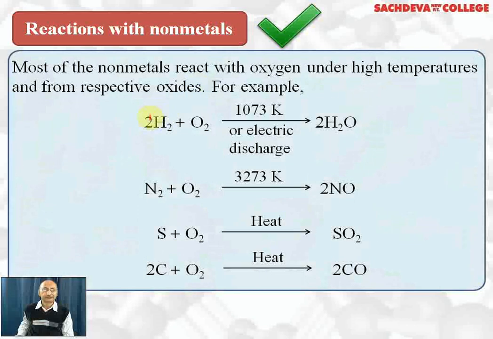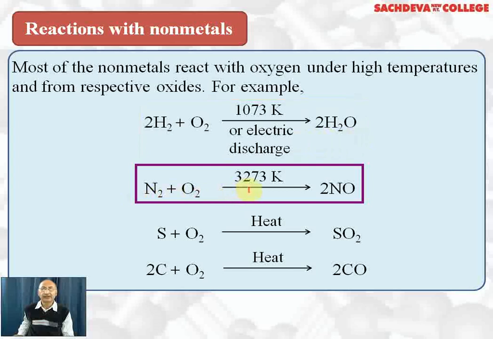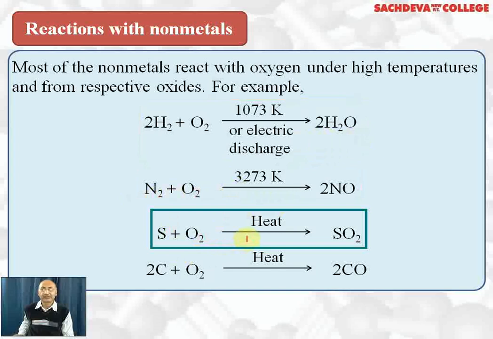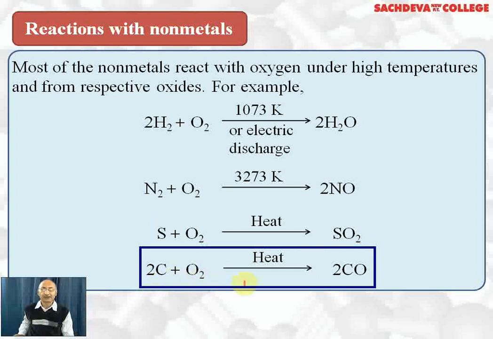Reaction with non-metals. Most of the non-metals react with oxygen under high temperature to form respective oxides. Hydrogen reacts with oxygen at 1073 Kelvin or in the presence of electric discharge to form water. Nitrogen reacts with oxygen at 3273 Kelvin to form nitric oxide. Sulfur reacts with oxygen on heating or burning to give sulfur dioxide. Carbon reacts with insufficient amount of oxygen to form carbon monoxide. Carbon monoxide is a neutral oxide, nitrogen monoxide is a neutral oxide, sulfur dioxide is an acidic oxide, and water is an amphoteric oxide.